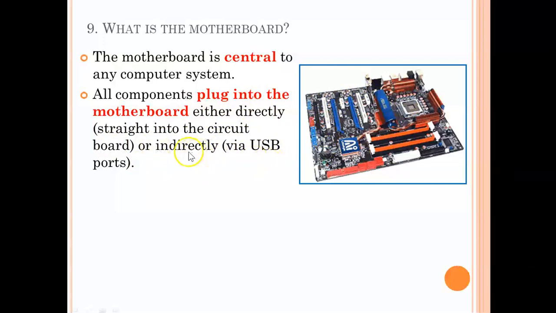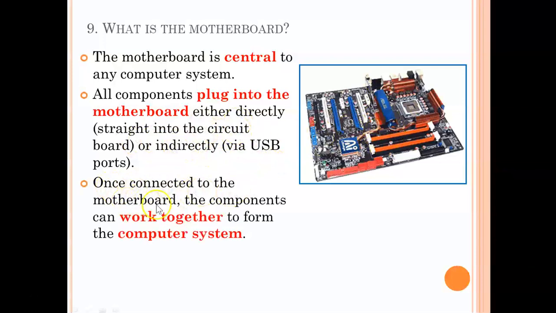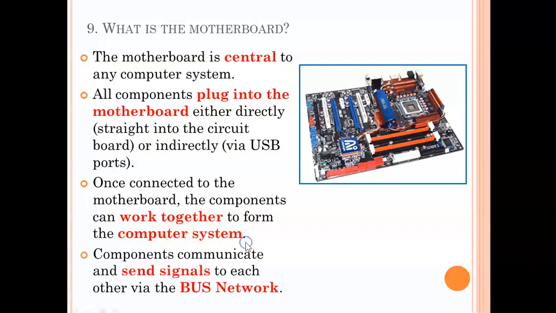but RAM and your video cards and sound cards have to go into the circuit board. Once connected to the motherboard, the components can work together to form the computer system. And components communicate and send signals to each other via the bus network. You don't have to know this very well, but just have a vague idea what the motherboard is.